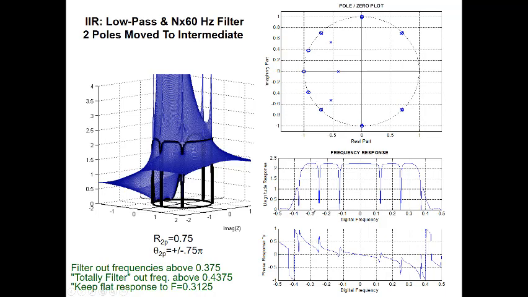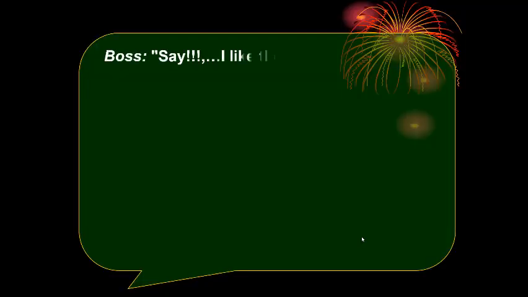And now it's starting to look like something like what the boss asked for. We've got our harmonics knocked out. We've got the high frequencies filtered out. We've got a pretty quick transition up to a uniform passband except for those harmonics. So starting to look pretty good here.